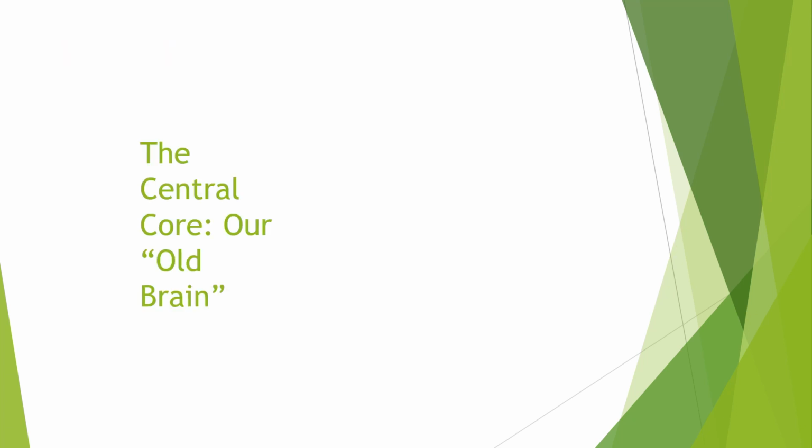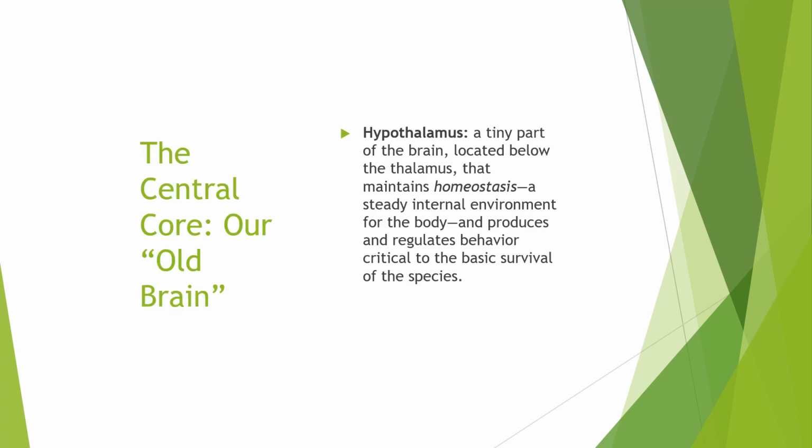If we want to get more specific about the thalamus, I want to mention the hypothalamus. The hypothalamus is a very tiny part of your brain located just below the thalamus. And it is the hypothalamus that maintains homeostasis within your body. Homeostasis is this internal environment for the body. So it produces and regulates behavior that is critical to basic survival. So we think about things like eating and drinking and sexual behavior. The hypothalamus is in charge of those types of behaviors.